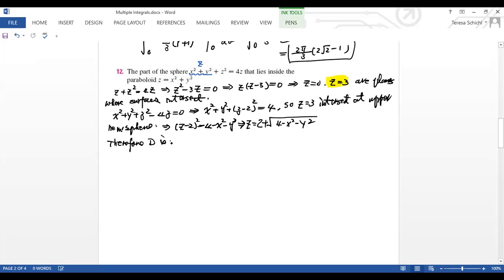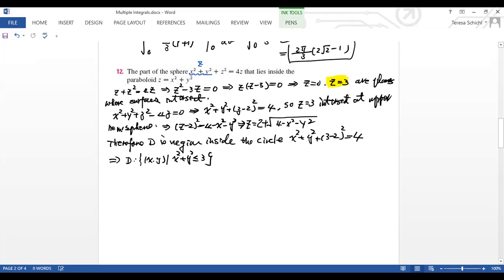the region. Where is this region? It's the region inside the circle x squared plus y squared plus 3 minus 2 squared is equal to 4. So that's why I know my region here will be in xy. So what type of region here? It will be x squared plus y squared less than or equal to 3. So it's a circle here.